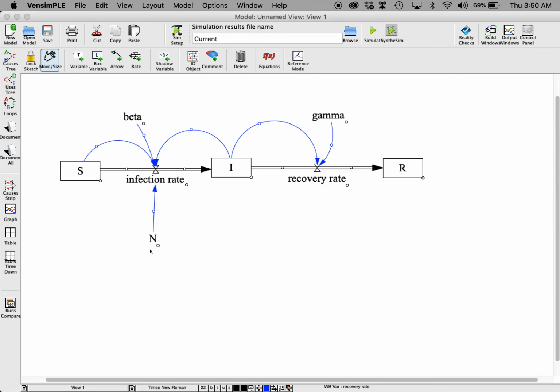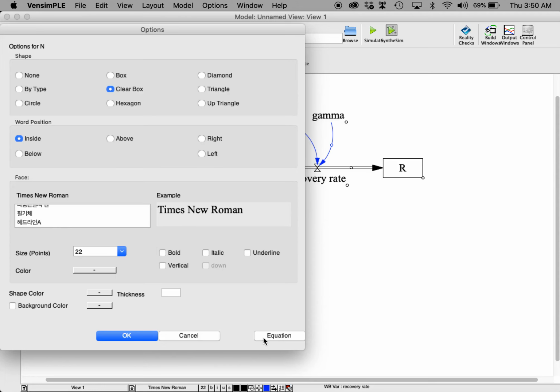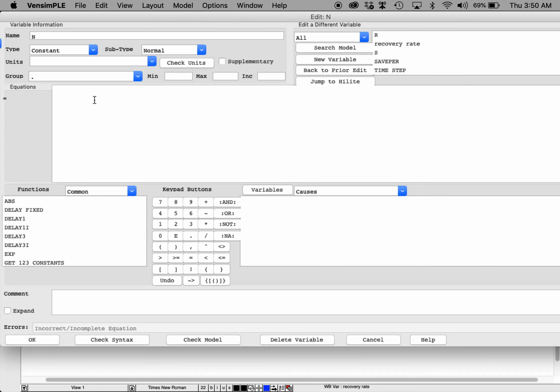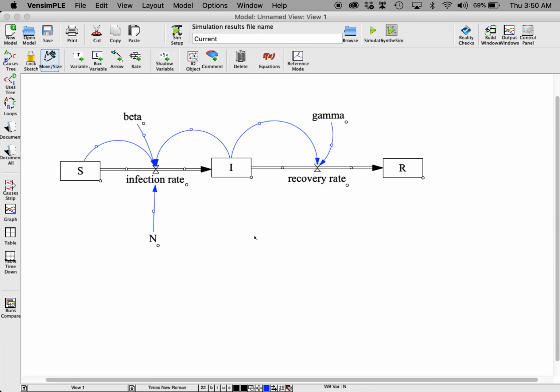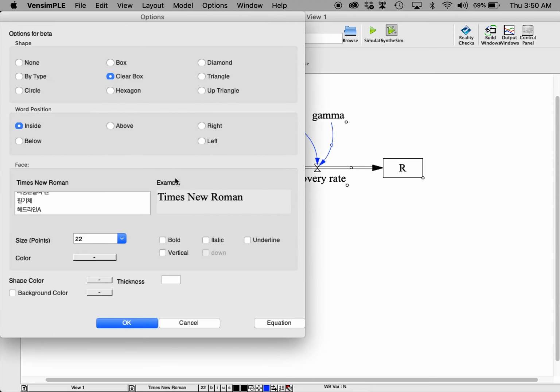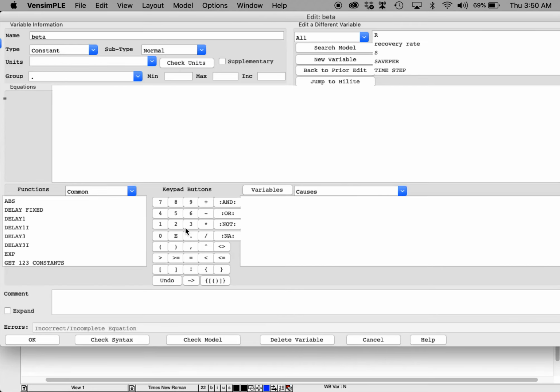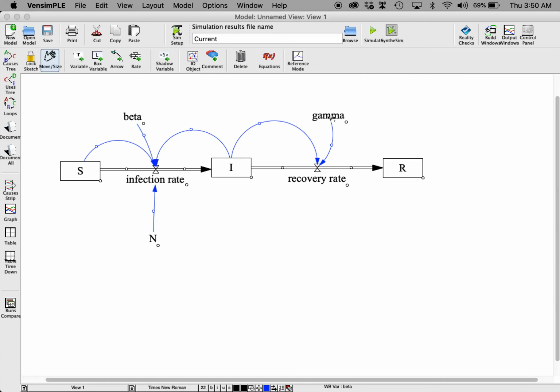And finally, we fill in our numerical constants, right-click N, choose equation. We'll assume N is 1 million people, as we said earlier, and the units are people. So that's just the total population size. The probability constant beta is a rate constant, so we'll make that 0.2. It's an arbitrary choice for this example. And the units are 1 over day, day to the minus 1.